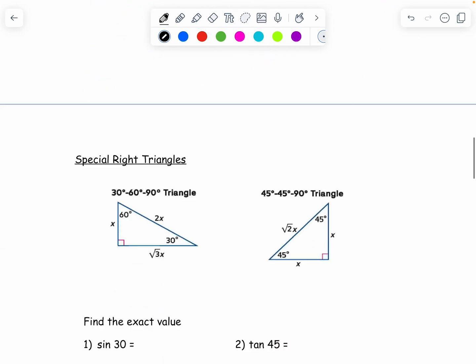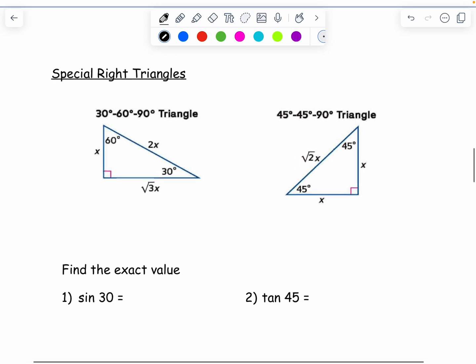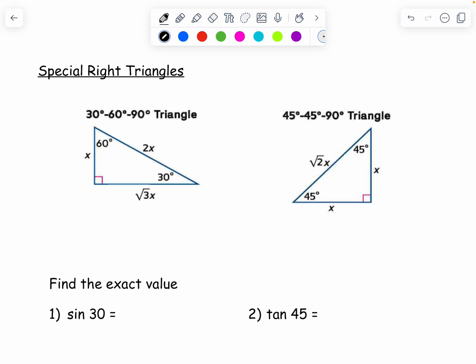Alrighty, the next thing that we want to talk about is special right triangles. So what we talked about so far could be used for any right triangles. These are special right triangles, and so that's when we have a very specific relationship between the angles. So our special right triangles are 30, 60, 90, and 45, 45, 90.